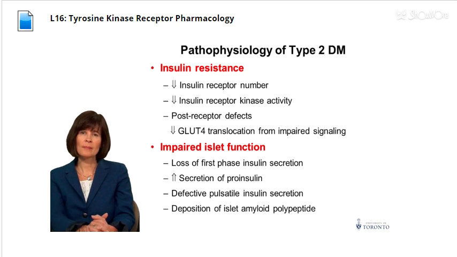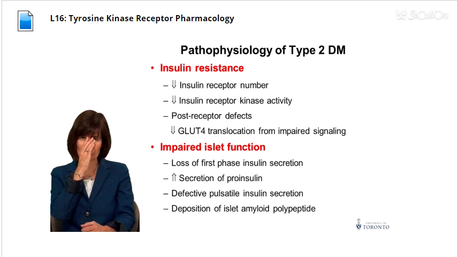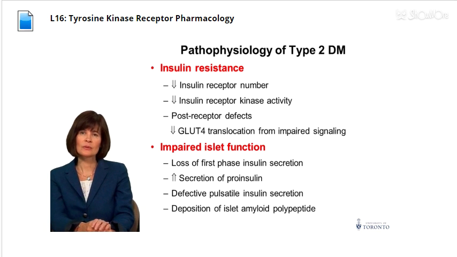There is also aberrant release of proinsulin into the circulation and defective pulsatile insulin secretion. In the islets, there is evidence of damage seen with advanced type 2 diabetes with deposition of islet amyloid polypeptide. Overall, it can be seen there are changes at multiple levels in type 2 diabetes.